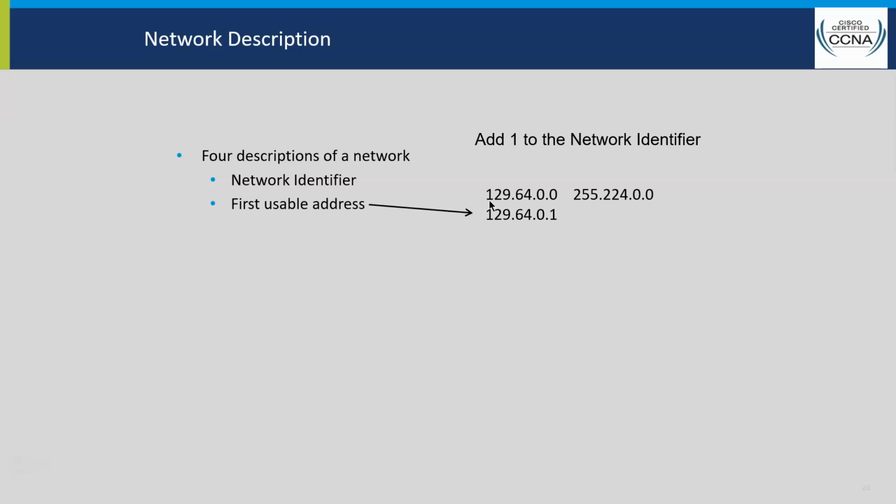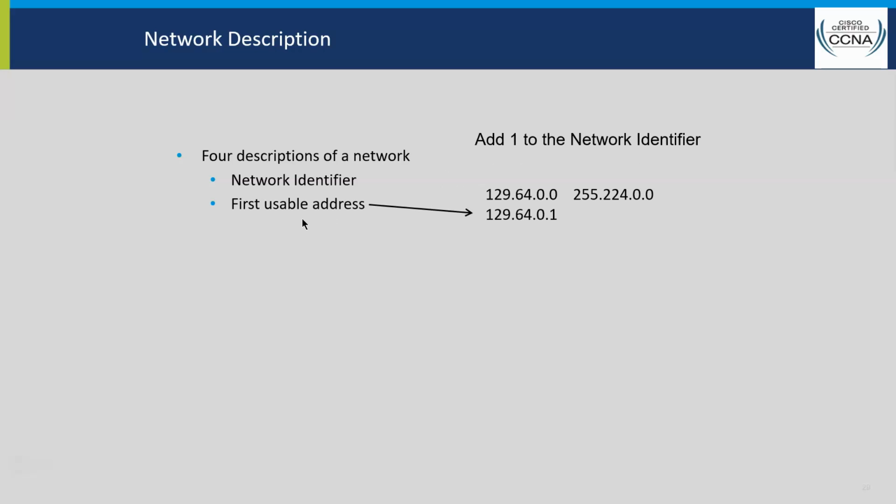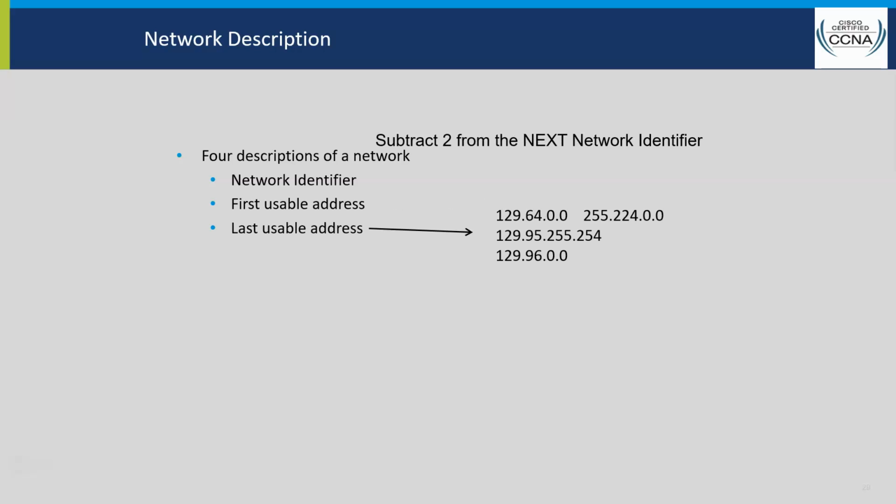The four descriptors that we would have on a network are, first, the network identifier, which is the one where the host bits are all zeros. So the network address, host bits all zeros, is going to be an even address. If you look at these things, they're going to be even addresses. We're going to work through one of these here in just a second. The first usable address: add 1 to the network identifier.